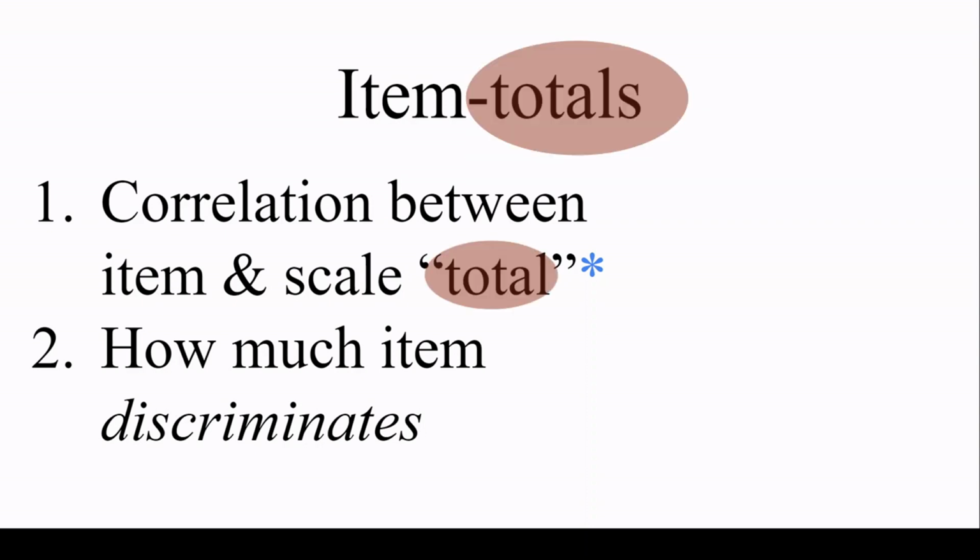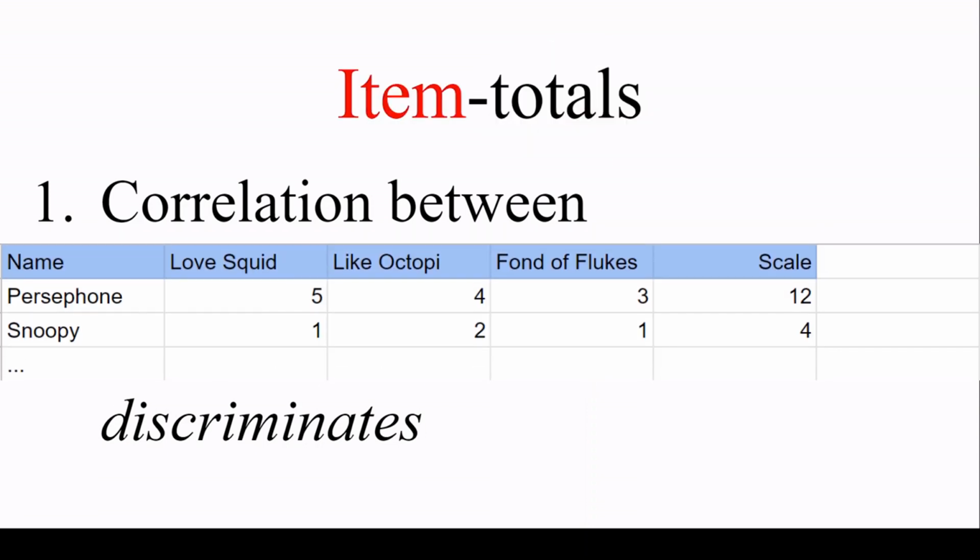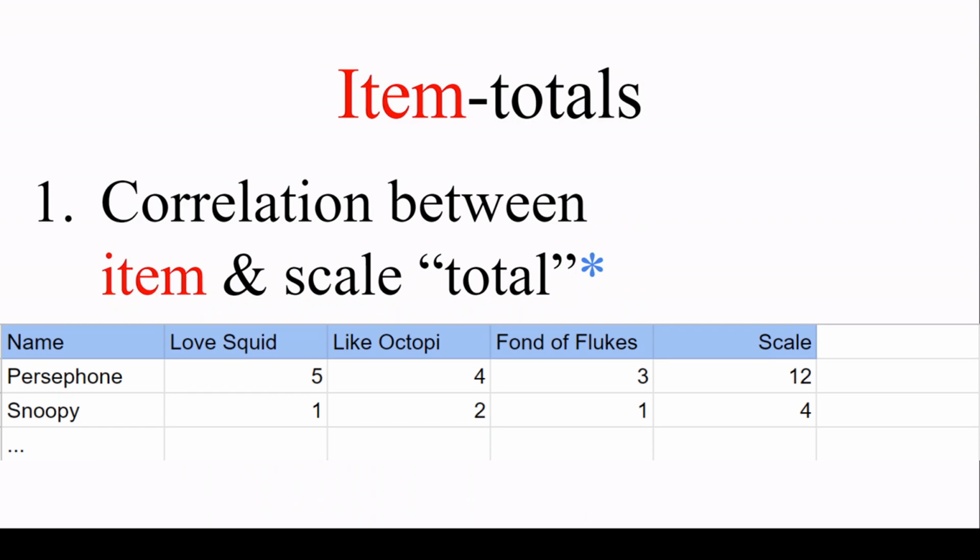Here we reference the scale score as a total, however, it may also be an average or even something more complex. This is one of those legacy terms that aren't necessarily technically accurate, but we just kind of roll with it. There are as many item total correlations as there are items. The word total is referencing the aggregate scale score, regardless again of how it's actually constructed.